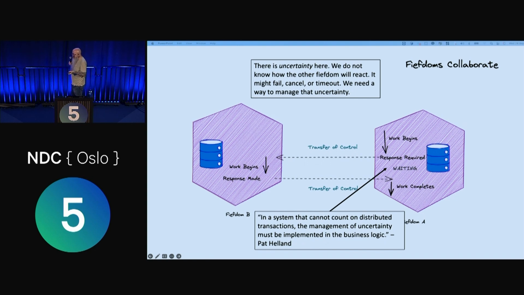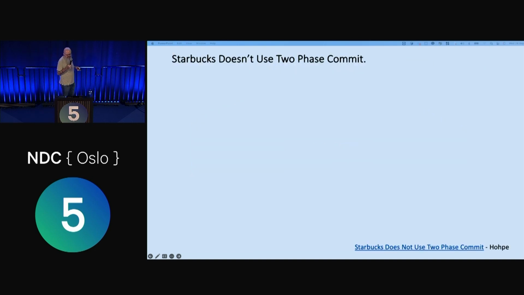And so Pat says, in a system that cannot count on distributed transactions, the management of uncertainty must be implemented in the business logic. In other words, when we don't have TPC, when we're not locking everything, we're locking delivery fees and everything else basically, what we end up doing is having these conversations, and it's our logic, it's application code that replaces TPC. And in a sense, what Pat's saying is he's recognizing that that's actually the way that most people build systems. They don't use two-phase commit. They write some code that effectively calls other code. So what does that mean if we do that, right? What it would mean if we take that approach?